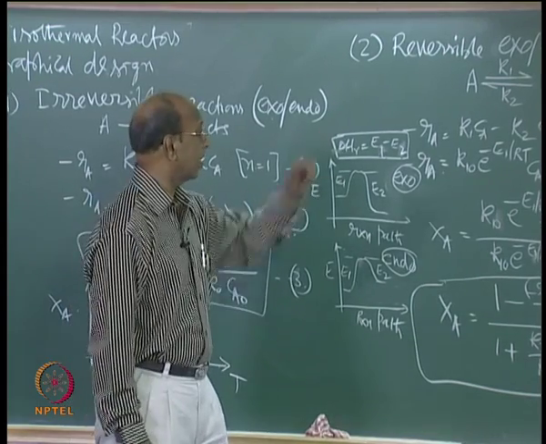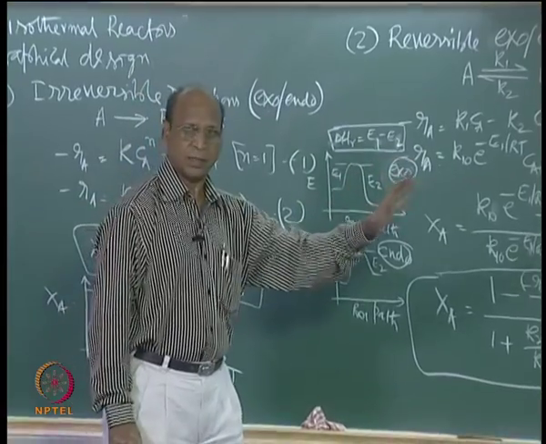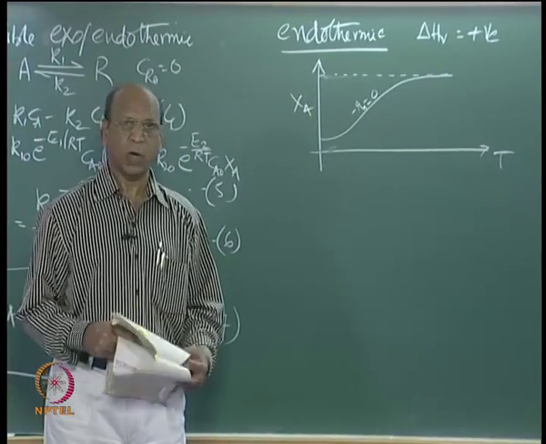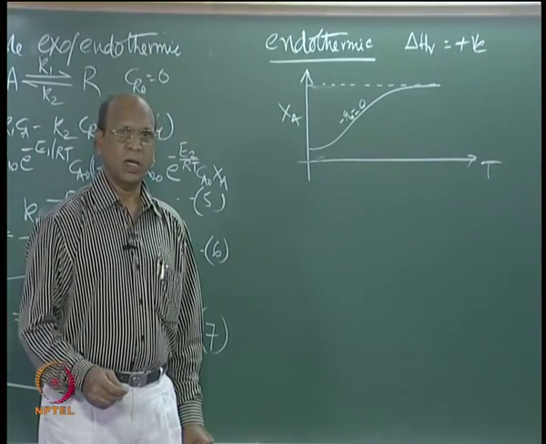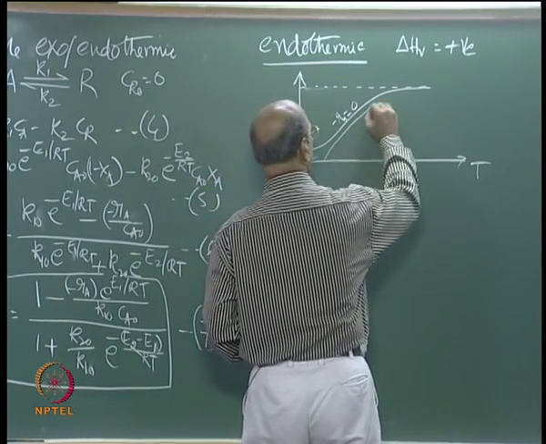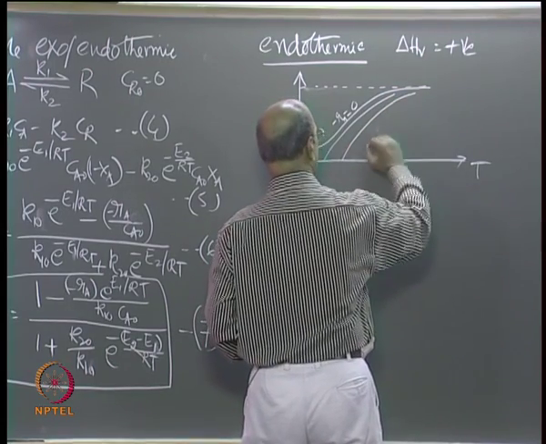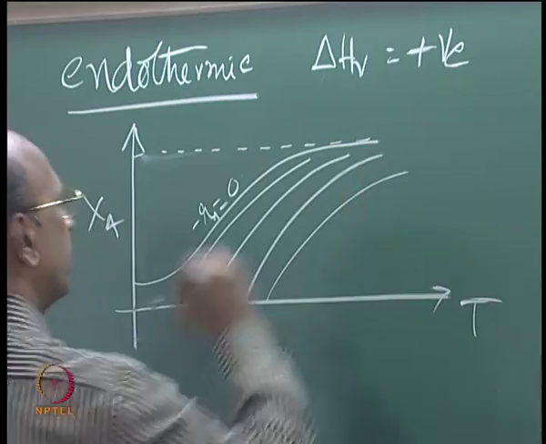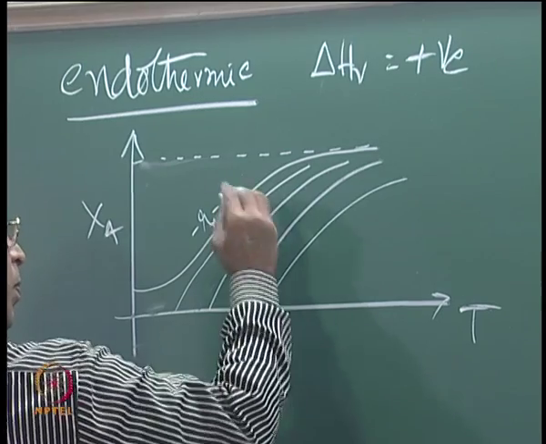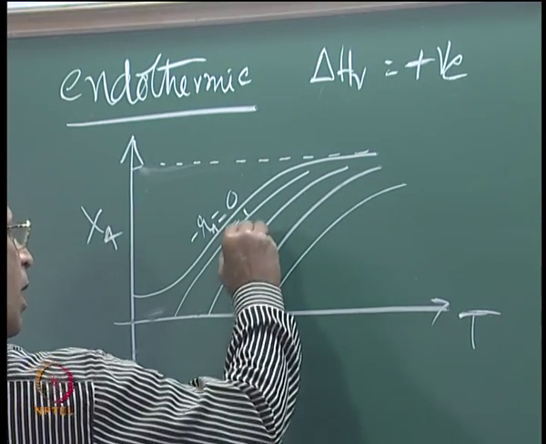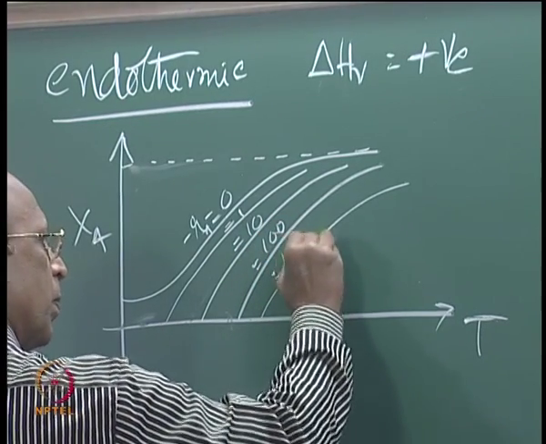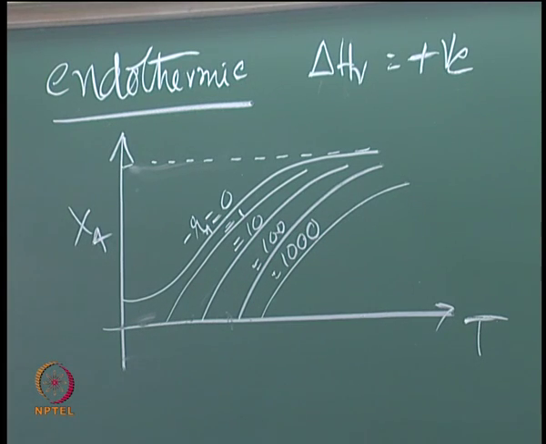Delta HR, right? So that is no problem. You tell me the other one, R equal to 1. Below that, how it goes? Same shape? It is not exactly same shape, it goes something like this, trying to reach. So this minus Ra here equal to 1, 10, 100,000 like this. This is for endothermic.